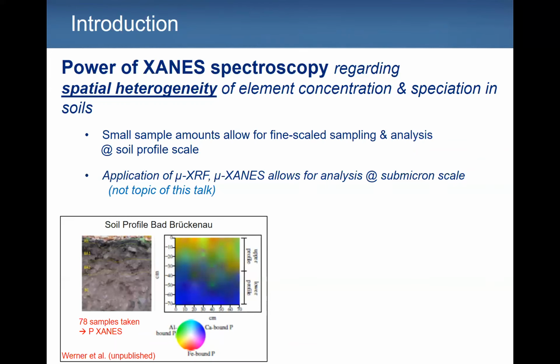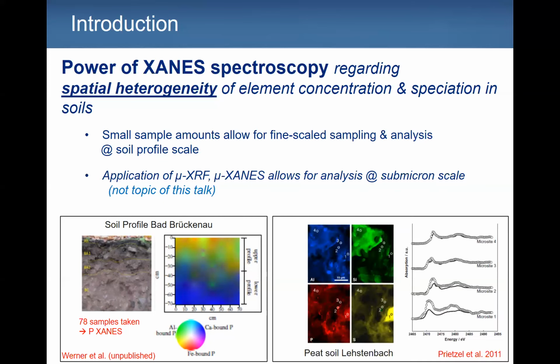And you can go even finer in scale if you apply micro XRF or micro XANES, which will not be my topic today, but I did experiments on spectral microscopes and addressed the spatial resolution of phosphorus and other species on a microscale. Here's an example from a peat sample from a German peat. We have micro XRF images. Here is the scale, 10 micrometer, and you see different elements are enriched in different places of the sample.